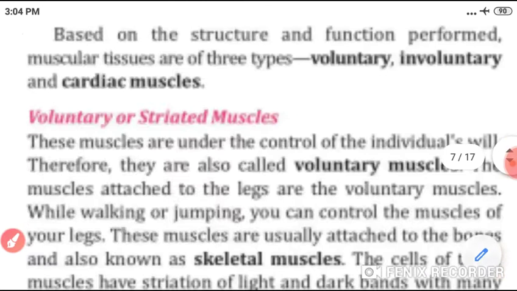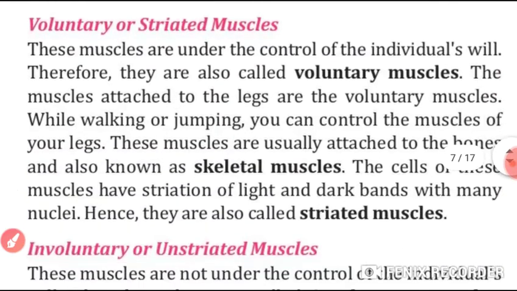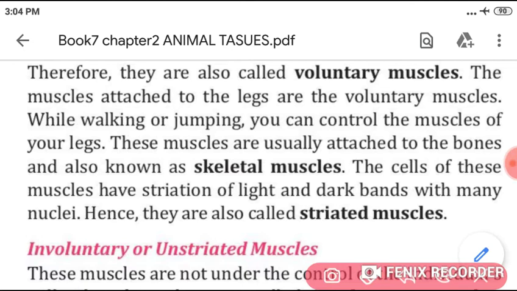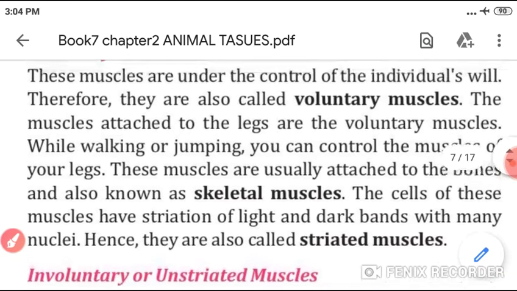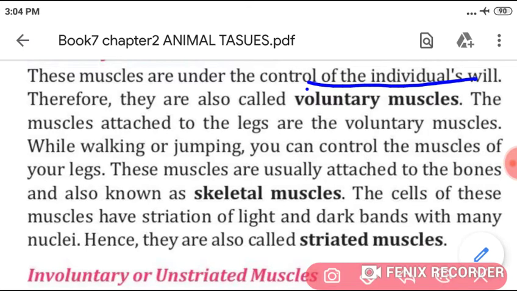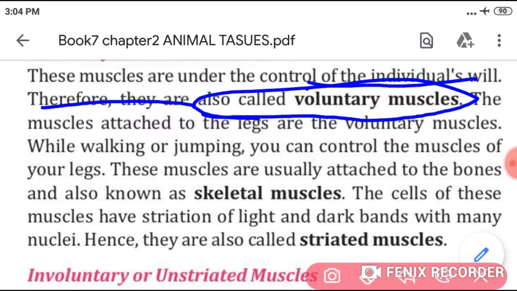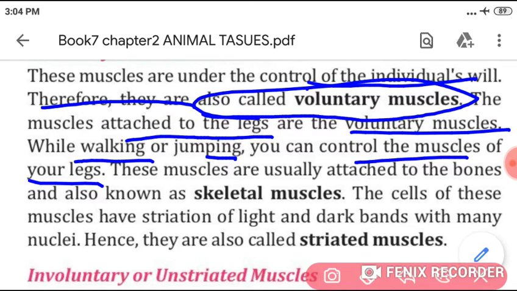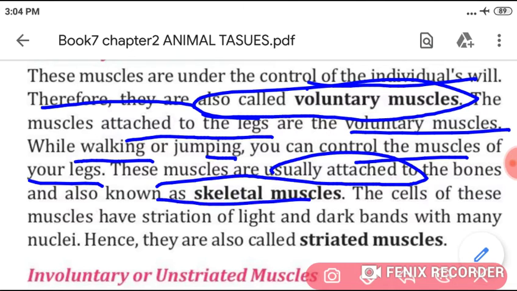First of all, we will listen about the voluntary or striated muscles. What are these? Students, these muscles are under the control of the individual's will. That means they are also called voluntary muscles. Okay, and the muscles attached to the legs, clear, are what type of muscles? Voluntary muscles. While walking, jumping, we can control the muscles of our legs. Okay, these muscles are usually attached to the bones and they are known as skeletal muscles.